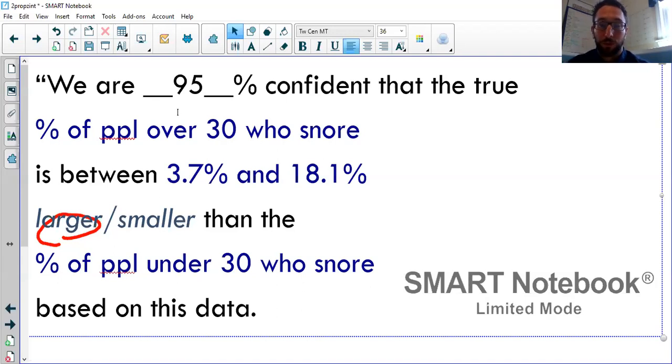That makes sense, right? Old people snore or something? I don't know. I'm over 30. I snore. I think I'm asleep, so I don't know. Sleep. That's kind of a weird thing to say.